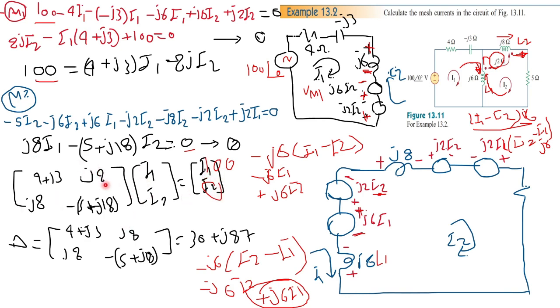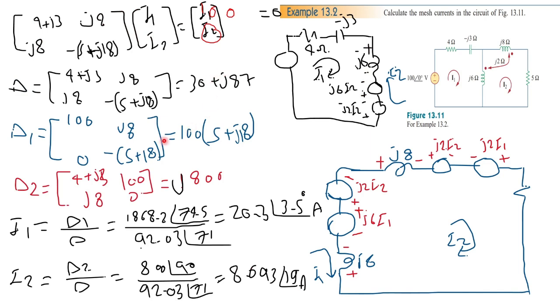Now we can find the determinant, the coefficient determinant. Delta equals the value of this, which equals 30 plus j87. Then we replace the first column with the right hand side values 100 and 0. We get delta 1 equals 100 multiplied by (5 plus j18), which means 500 plus j1800. And we then get delta 2, replacing the second column of coefficients of I2 with the right hand side, 100 and 0. We get j800, I'm sorry. So I1 would be delta 1 by delta.